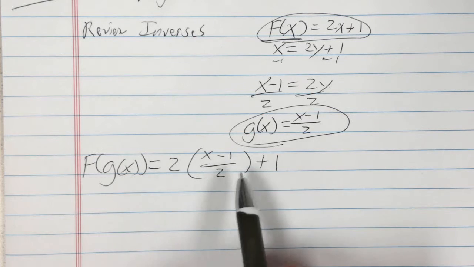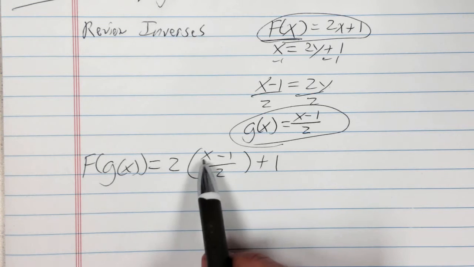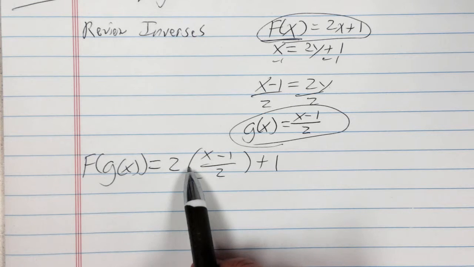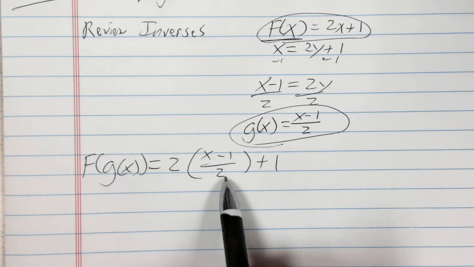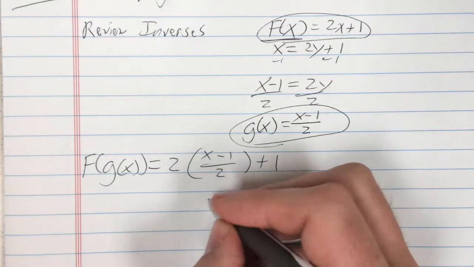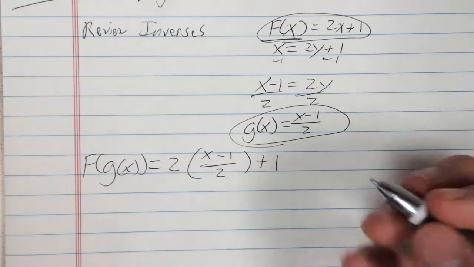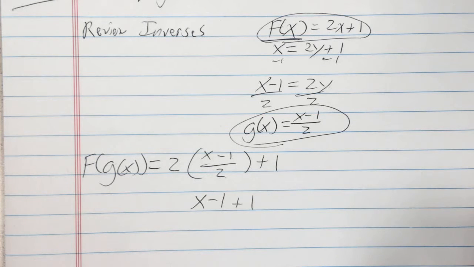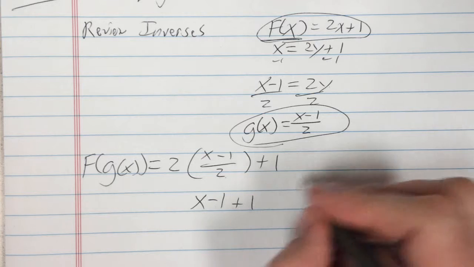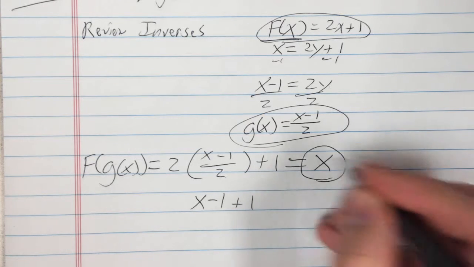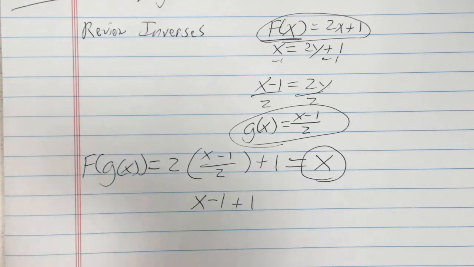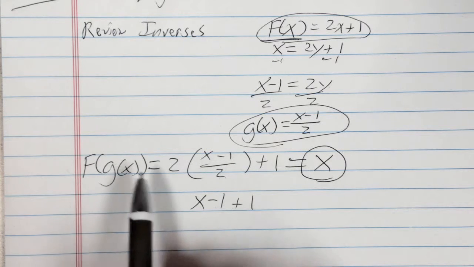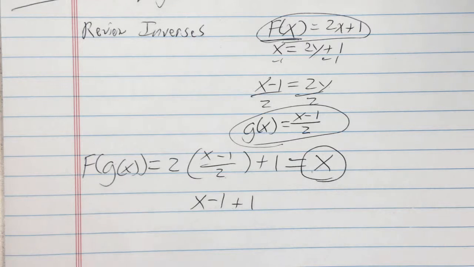All right? And then we just go through to solve this. So x minus 1 divided by 2, but it's being multiplied by 2. When we multiply something by 2 and divide it by 2, the multiply and the divide undo each other. So we multiply and divide by the same thing, and those cancel out. We have x minus 1 plus 1. Well, minus 1 plus 1 is equal to x. All right, so when we plug a function into its inverse, the result should be x.